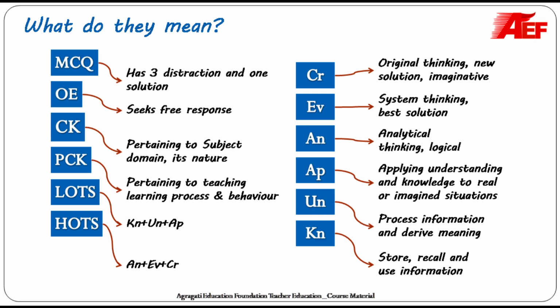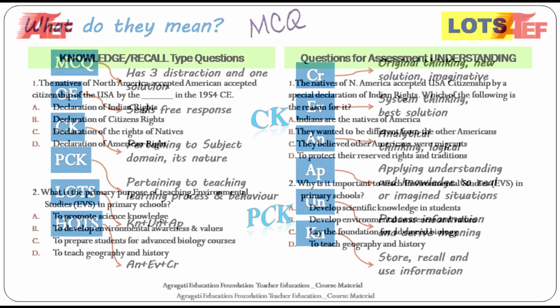Understanding level involves the processing of information and deriving meaning. So a lot of information may be there which are now linked together by way of making meaning. And at the knowledge level, it is basically storing knowledge, recalling information, and using information. So sorting and managing information is at this level.